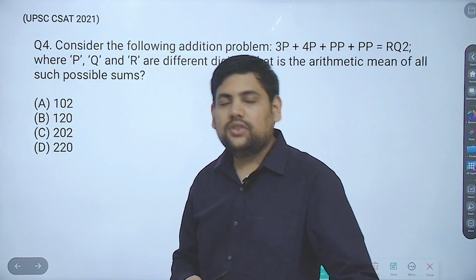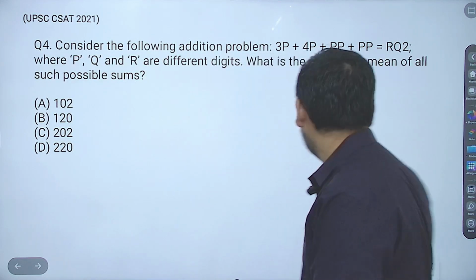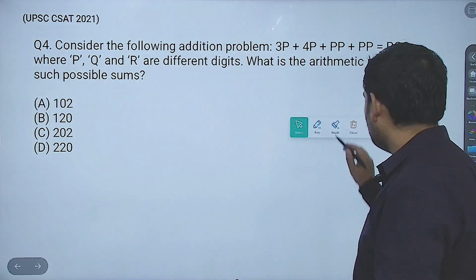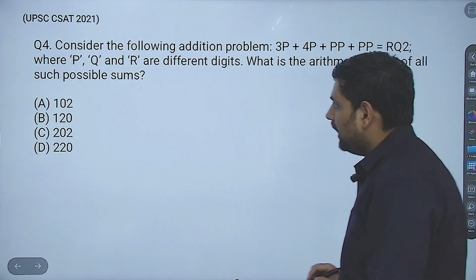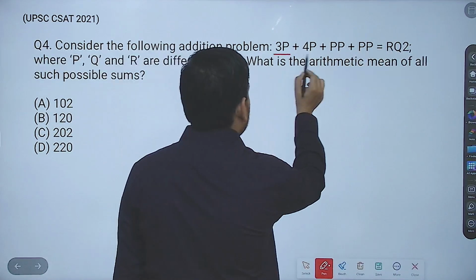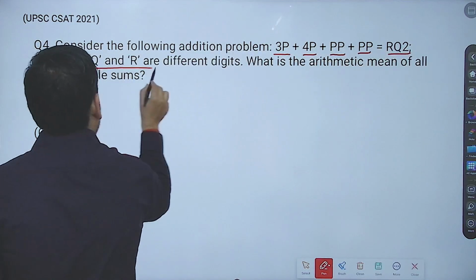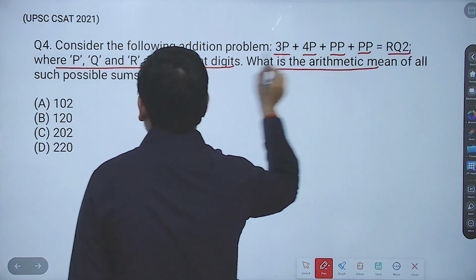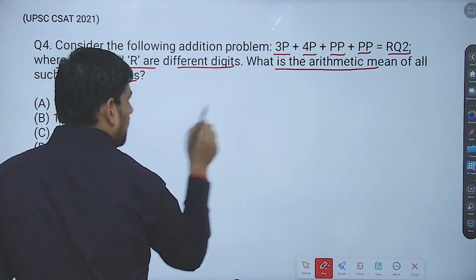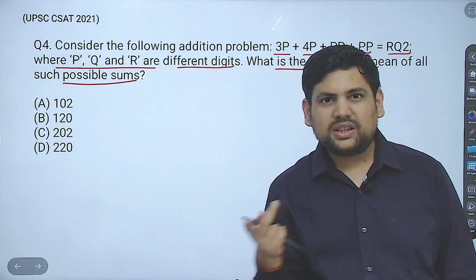We'll be continuing with our PYQs from the chapter of average. Now, this is from 2021. Consider the following addition problem: 3p plus 4p plus pp plus pp is equal to rq2, where p, q, r are different digits. What is the arithmetic mean of all such possible sums? Arithmetic mean of all such possible sums.